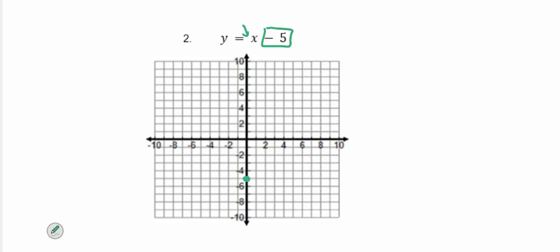Now when we don't see anything in front of the x, that means it's kind of like if I were to give you an apple. I'd say here's an apple. I wouldn't say here's one apple. Same thing here. It's an x. How many x's do we see? It's 1x. So we could actually write a 1 in front of it. Let's switch colors. Let's put a 1 in front of it. And that is our slope.